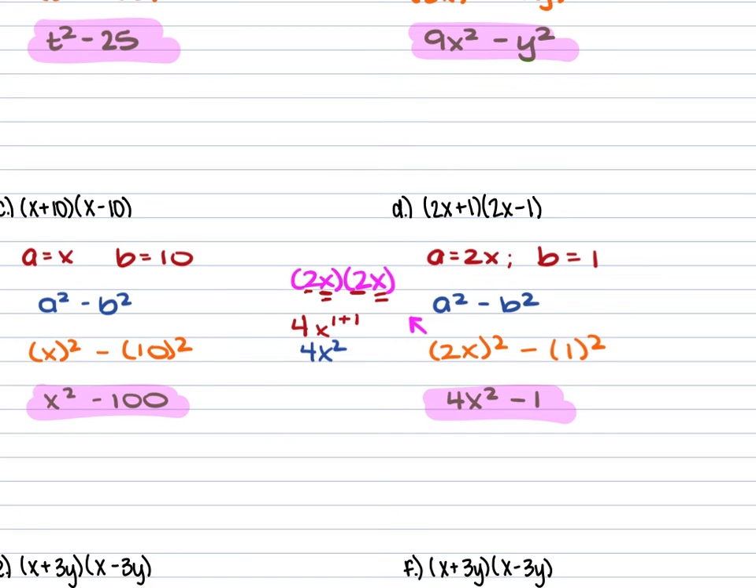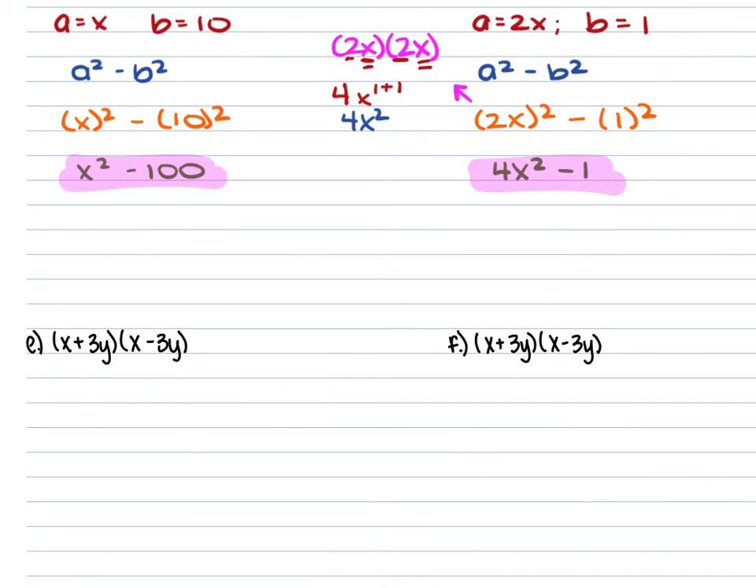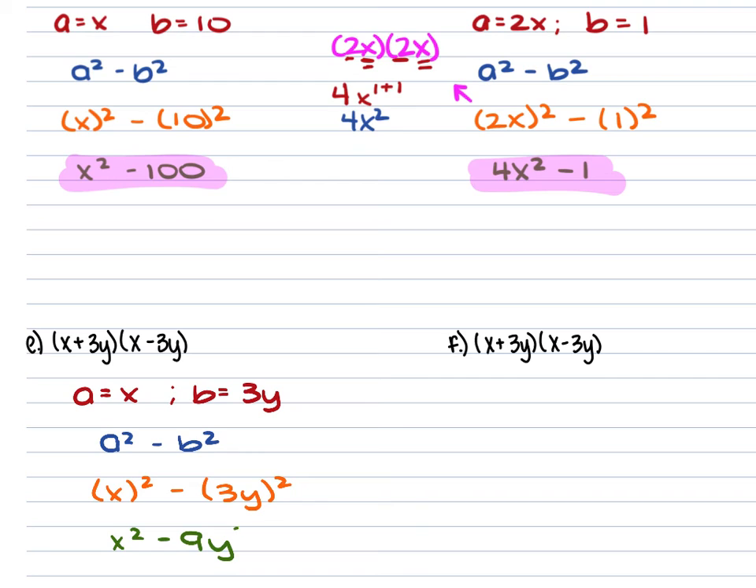So I just realized that E and F are the same exact question, so we're just going to do this once. For E, we have x plus 3y times x minus 3y. So our a is x, our b is 3y. We'll use a squared minus b squared. So this is going to give us x to the second power minus 3y to the second power. So that's just x squared minus 9y squared.